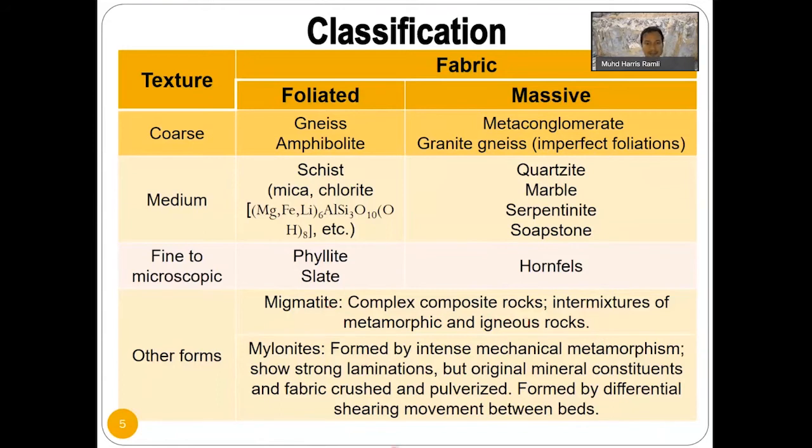Mylonites are formed by intense mechanical metamorphism. They show strong laminations, but the original mineral constituents and fabric are crushed and pulverized, formed by differential shearing movement between beds.